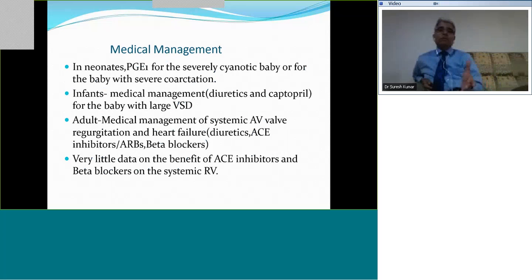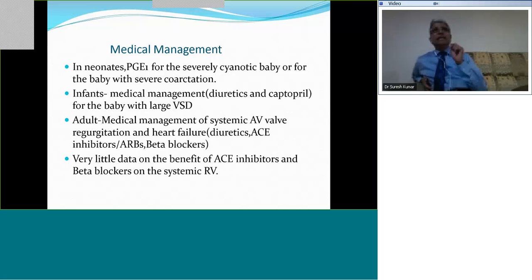Before that, medical management does have a role. In the neonate with severe cyanosis, prostaglandin may be indicated, or with an associated coarctation, prostaglandin may be indicated. And for the infant with large VSD, you need to give diuretics and captopril until you finalize on what your surgical plan is. And in the adult with severe cardiac failure due to systemic AV valve regurgitation and systemic ventricular dysfunction, the usual drugs that you would use are diuretics, ACE inhibitors, or ARBs and beta blockers.